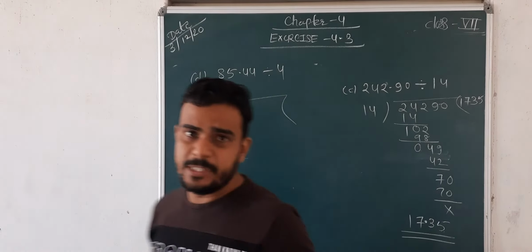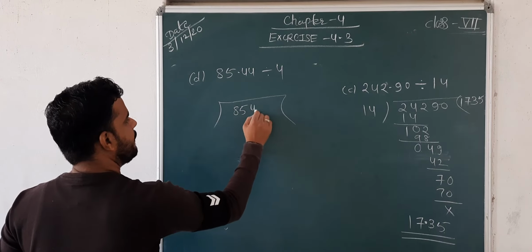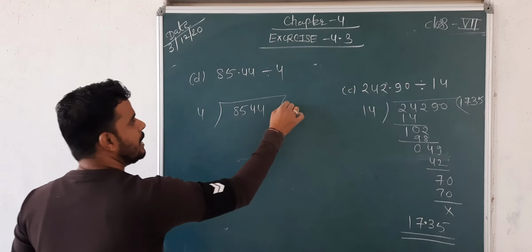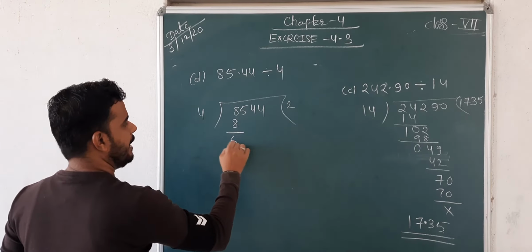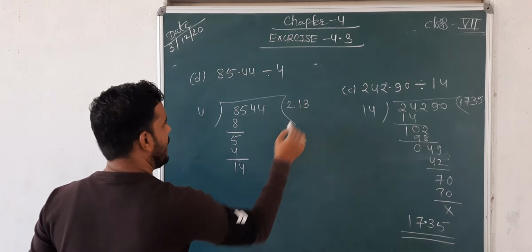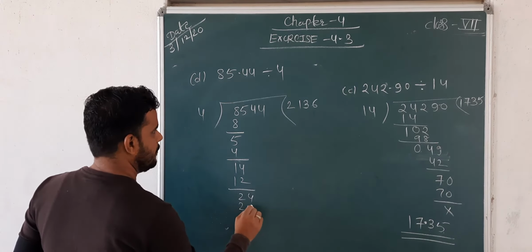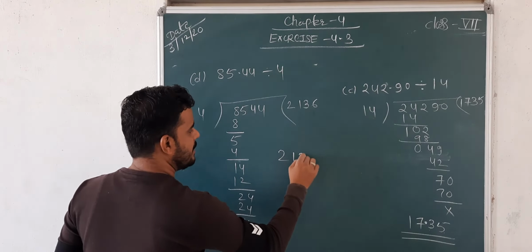Next, D1 is also the same, like 85.44 divided by 4. Then 8544 divided by 4. 4 2 ja 8. 5 4 1 ja 4. 4 3 ja 12. 4 6 ja 24. The answer is 2136.